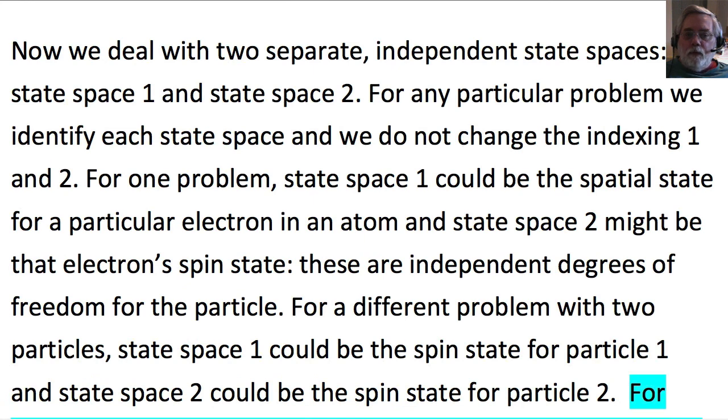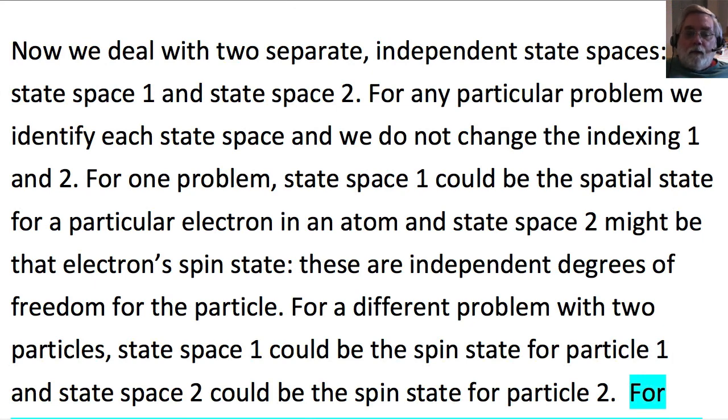Now we deal with 2 separate independent state spaces, state space 1 and state space 2. For any particular problem, we identify each state space and we do not change the indexing 1 and 2. For one problem, state space 1 could be the spatial state for a particular electron in an atom, and state space 2 might be that electron's spin state. These are independent degrees of freedom for the particle, separate state spaces.